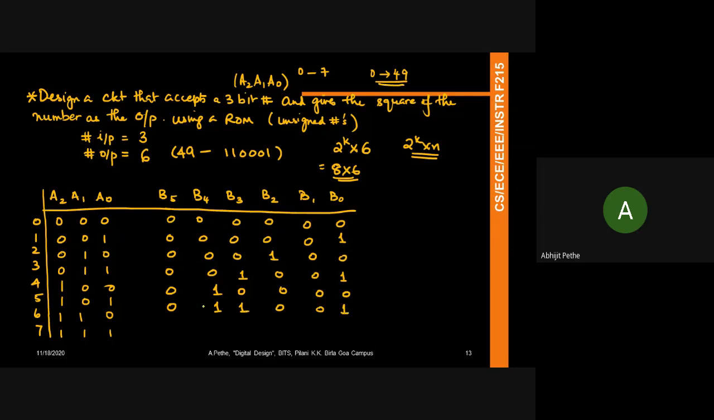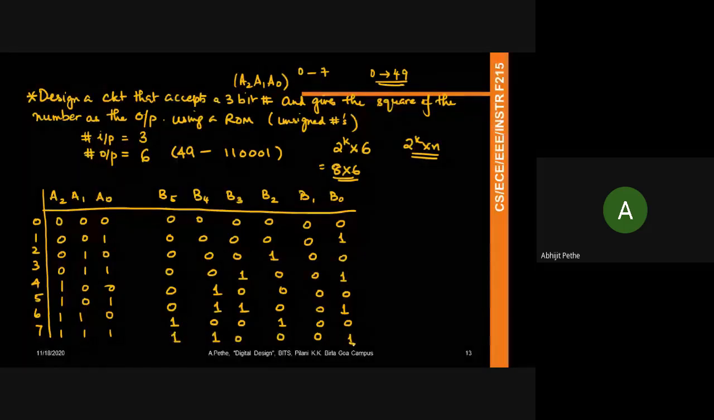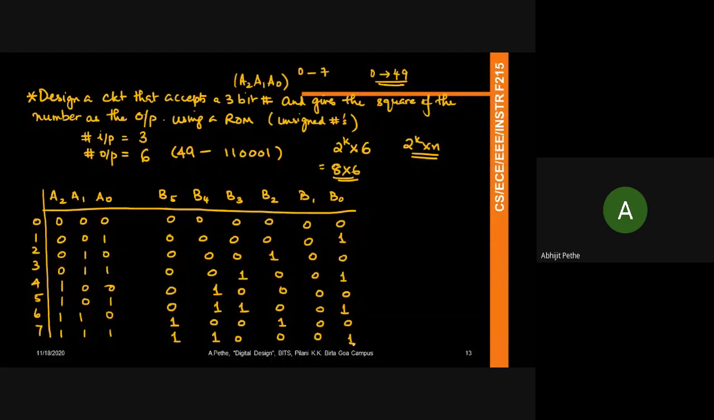6 squared is 36. 36 is 32 plus 4. So 1, 0, 0, 1, 0, 0. And 49, as we said, is 32 plus 16 plus 1. So it goes as 1, 1, 0, 0, 0, 1. Right? So this is the truth table of the circuit we want to make. Now we already said that we can do this very simply using an 8x6 ROM, right? But we also see something funny here.